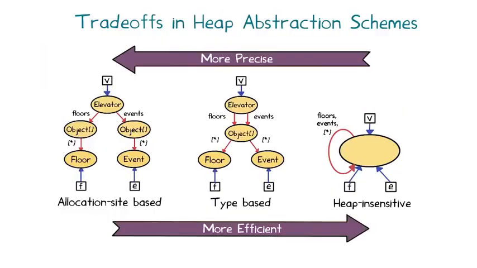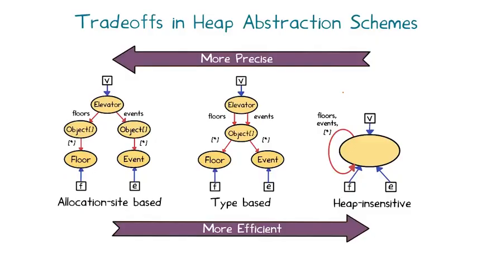To recap, the three different heap abstraction schemes that we just saw strike a different trade-off between precision and efficiency. As we go from the allocation site-based scheme through the type-based scheme to the heap-insensitive scheme, the pointer analysis gets more efficient, but also less precise. It is important to remember that these are not the only three schemes. There are many other schemes in the literature, and you can even design your own depending on your analysis needs.